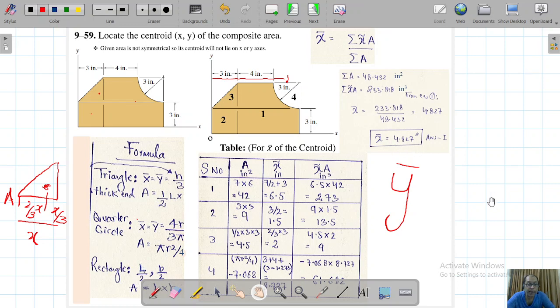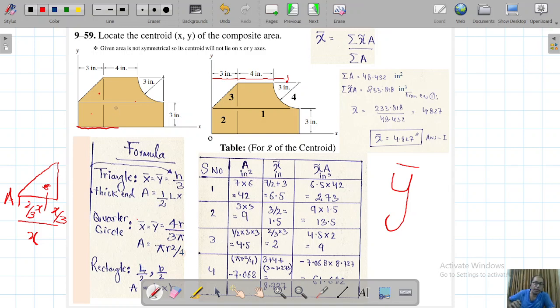So if you look at it here, it will be 4.827 inch. Again, this will be from the origin. From here you will move like this, 3 inches, 4 inches, somewhere here. And then you also have to find the y centroidal coordinate of this composite area.